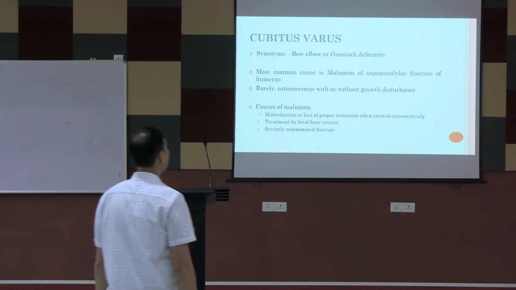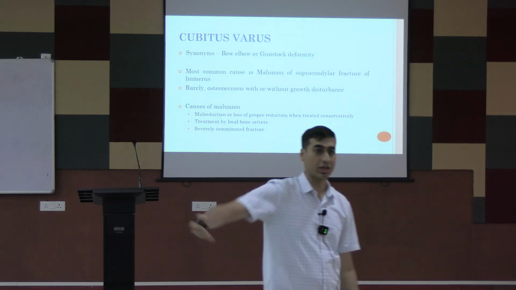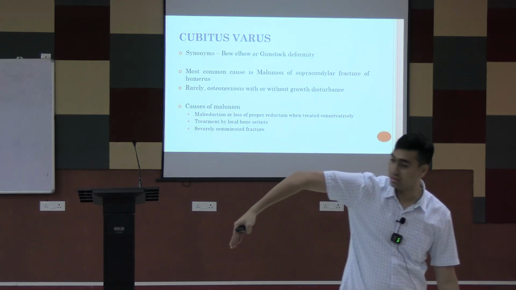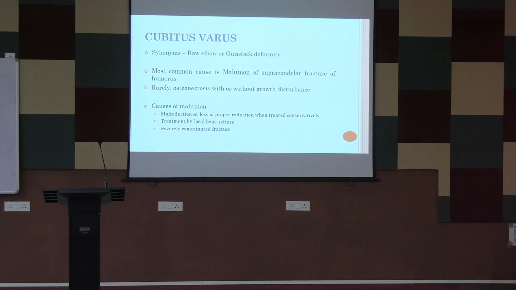So, what is a cubitus varus? Now, these are the synonyms, very important. You have to know something called the bow elbow or a gunstock deformity. So, it will look just like this. You have to know these terms because these are very common. And the most common cause is a malunion of a supracondylar fracture.